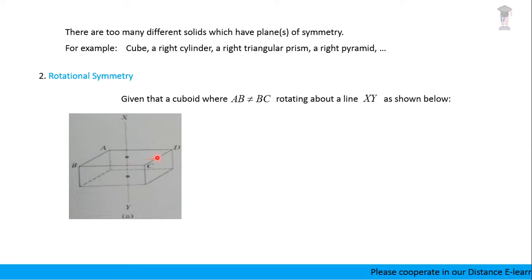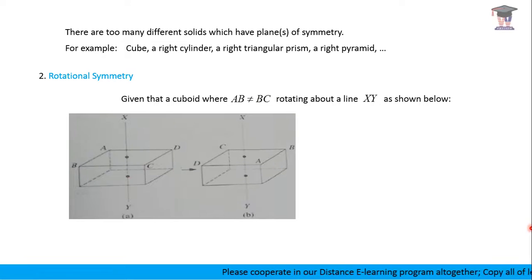It's the top surface, and line XY here just cuts the center of the top surface and the bottom surface. It's rotating about the line XY. You see now AB changes to this side. So the figure is mapped onto itself. It means we get one order of rotational symmetry.